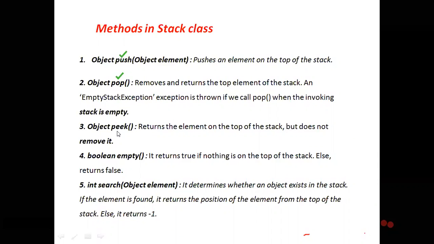Next is the peek method. The peek method also returns the top of the stack only. There is a small difference between the pop method and the peek method. The pop method will remove the top of the stack and return that element, whereas peek will just display who is at the top of the stack. It doesn't remove the top; it will only show the element to the programmer.